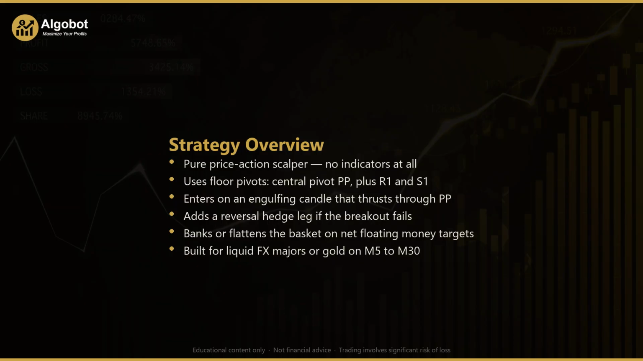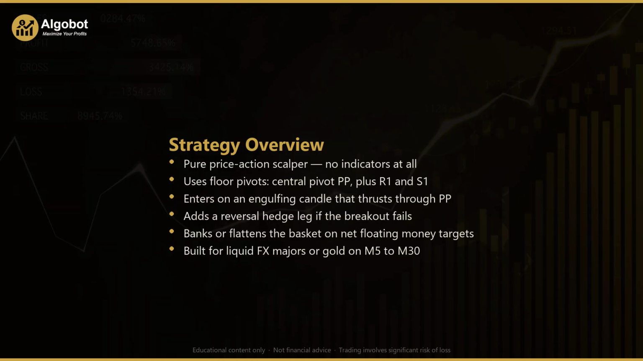Of course, breakouts can fail. Price can pop across a level, trap the traders who chased it, and then snap back. This strategy plans for that directly. If price falls back through the central pivot far enough, the expert advisor opens an opposite leg, a managed hedge, so it now holds both directions at once and can ride the reversal the other way. The combined position is then closed as a basket once the net floating profit reaches a chosen money target, or flattened if the net floating loss reaches a hard ceiling.